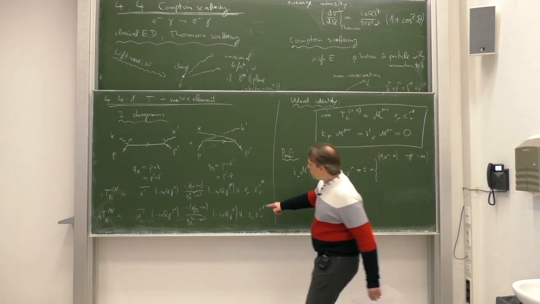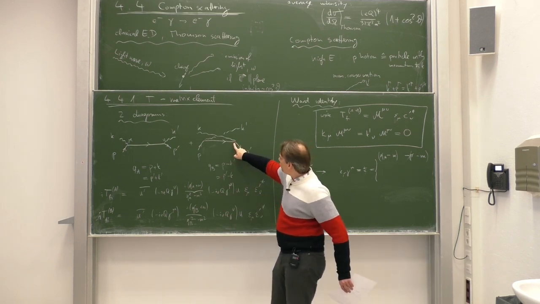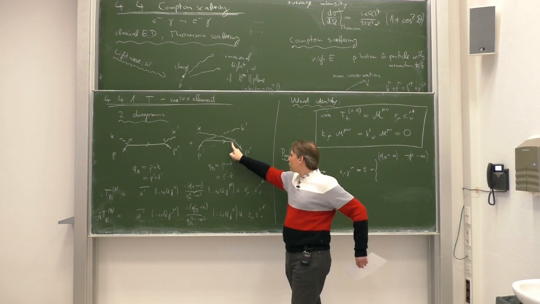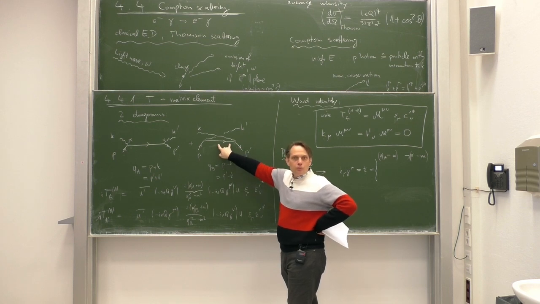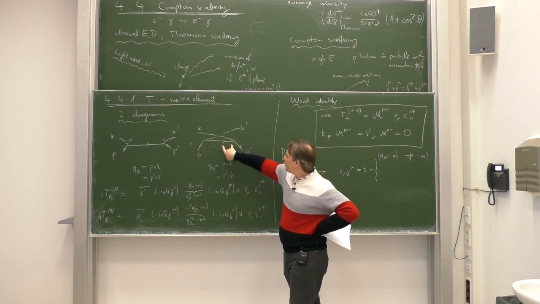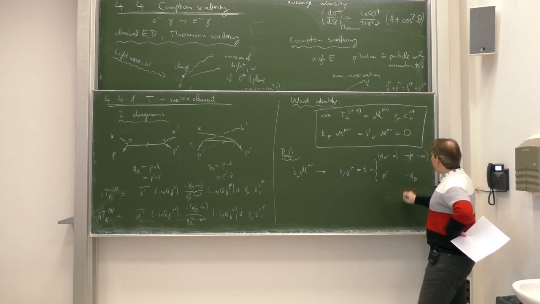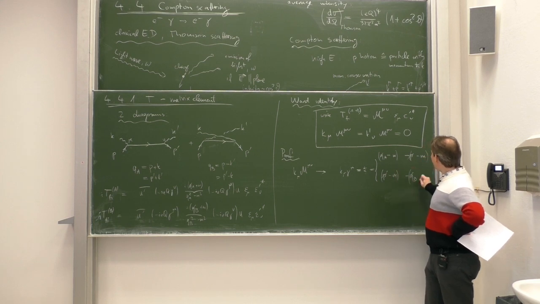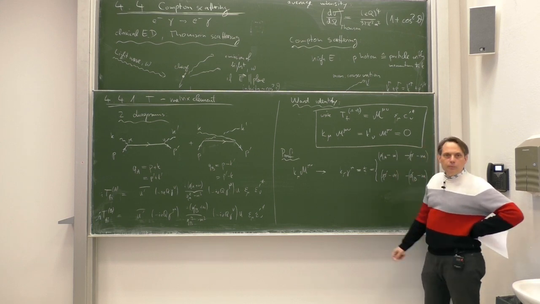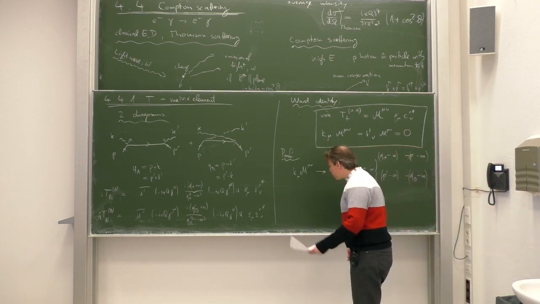In the other diagram, the k slash appears at this point. Here enters k slash in the second diagram. And so here our strategy is to replace k by p prime minus qb, which is also true. K is p prime minus qb. So we replace it by p prime minus qb. And again, we do the same. We even do more: p prime slash minus m minus qb slash minus m. That's what we do. What happens if we do that?